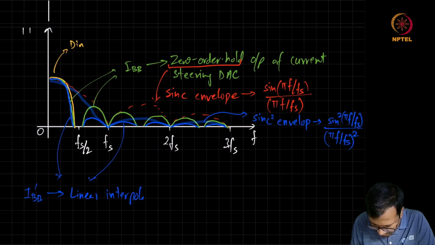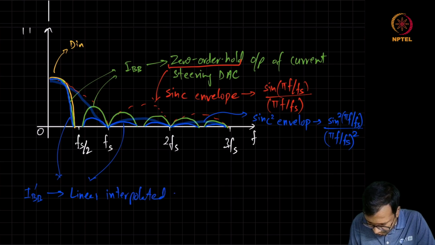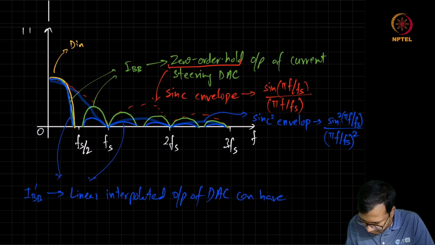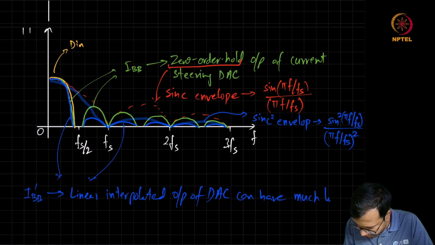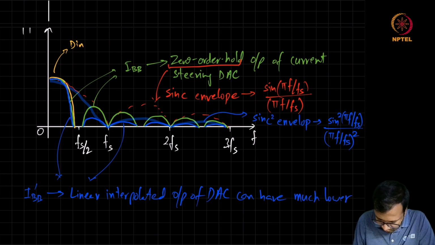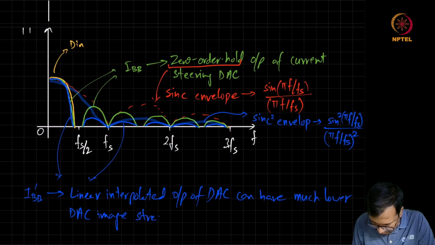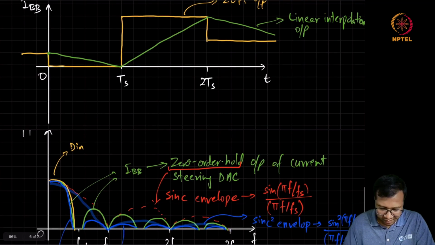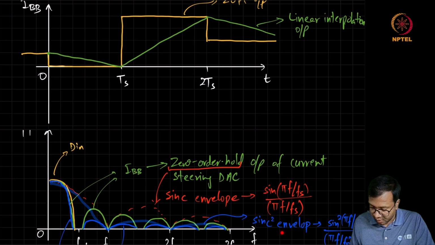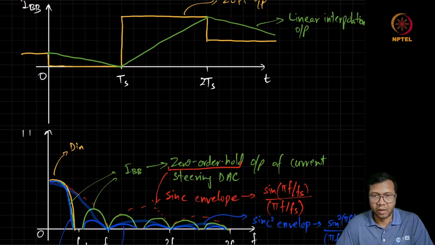The interpolated output of DAC can have much lower DAC image strength. Many times this alone may not be sufficient. So it is possible to combine oversampling along with the linear interpolation so as to keep the DAC images below the spectral mask.